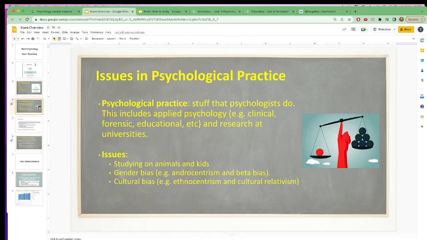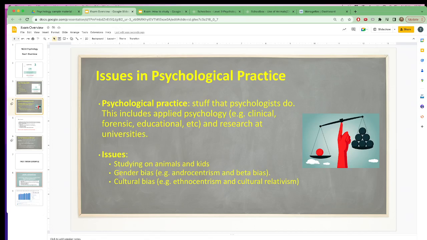Now let's quickly figure out the language. Issues in psychological practice. So psychological practice means the stuff that psychologists do. Applied psychology. This is either research, so the issues as they relate to psychological studies, or how they apply to actual fields of psychology like clinical, forensic, education, which we've studied in the year. The issues are things that might complicate the psychological process, right? They're things that might complicate psychological practice. They might complicate research. They might complicate the fields.